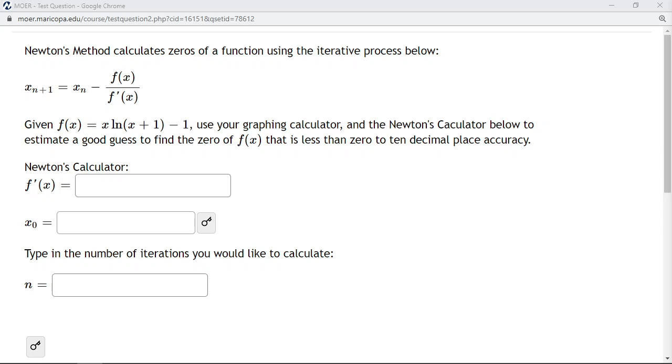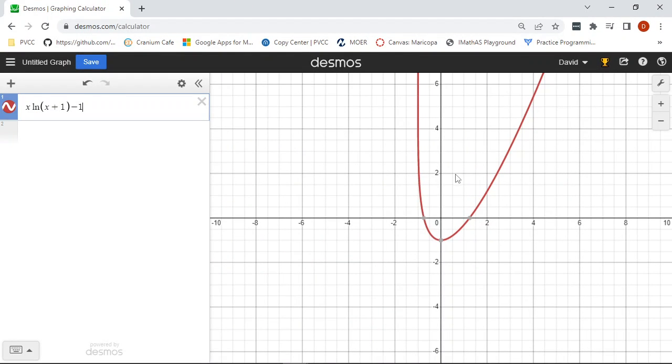So in this problem, we're going to use a little bit of our calculators, and a little bit of the Newton's calculator to help us make an educated decision about what to guess with. The function we're graphing, and trying to find the x-intercept of, is ln of x plus 1 minus 1. If we take a quick peek at the graph, we can see it has two x-intercepts. One of them's at negative 0.741, and the other one's at 1.24.